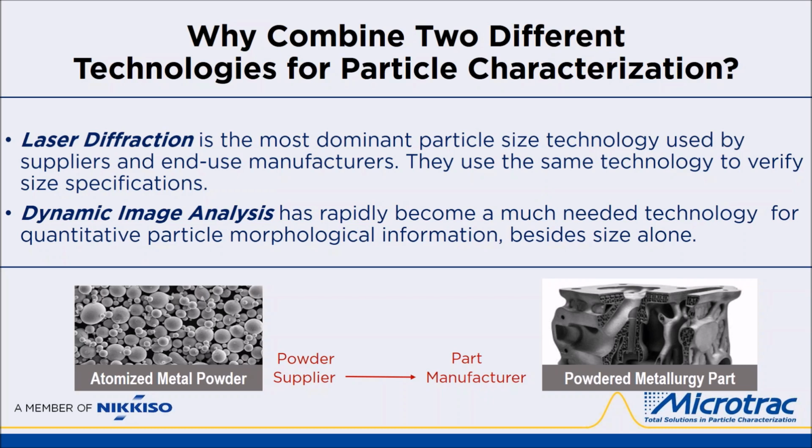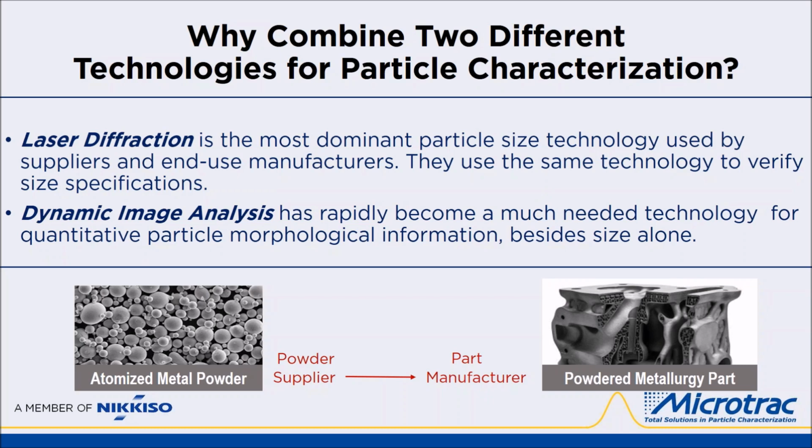So both suppliers and users of particle-based systems use this same technology to verify size specifications of the materials they sell and use. And this isn't likely to change anytime soon. Laser diffraction is fast, easy, accurate, robust, and broadly relied on across all industries. One perfect example is the atomized metal powder suppliers and manufacturers of powder metallurgy parts from those powders. Laser diffraction for outgoing QC by the supplier and for incoming QC by the user.